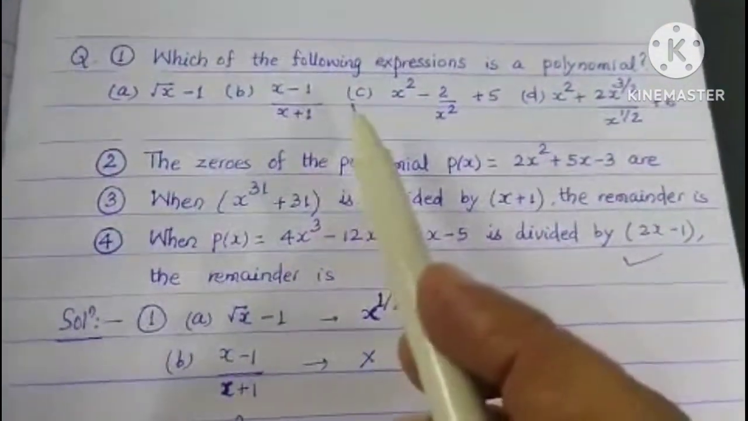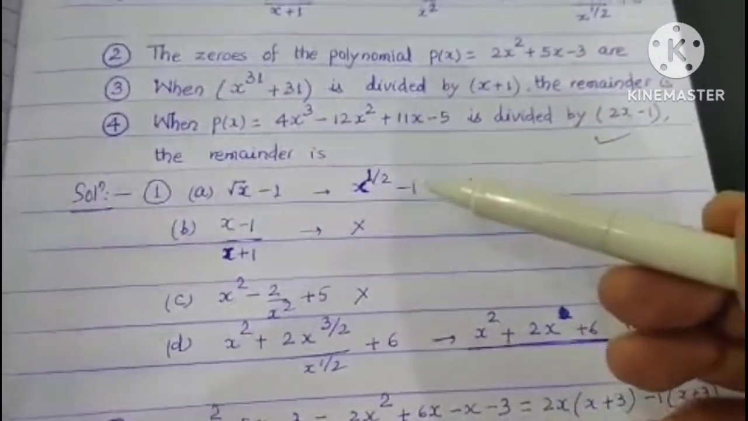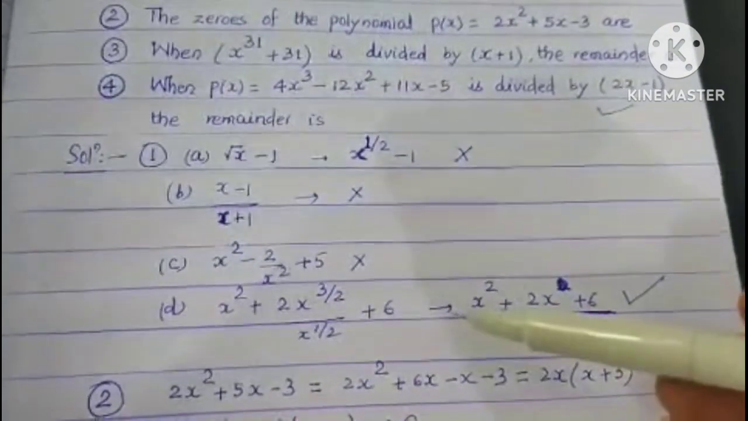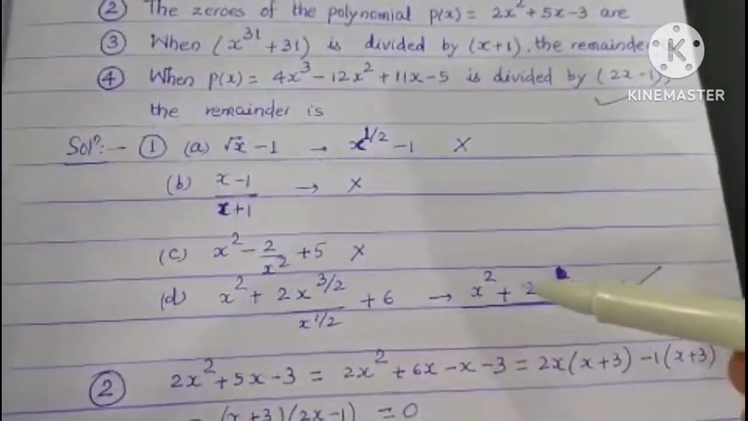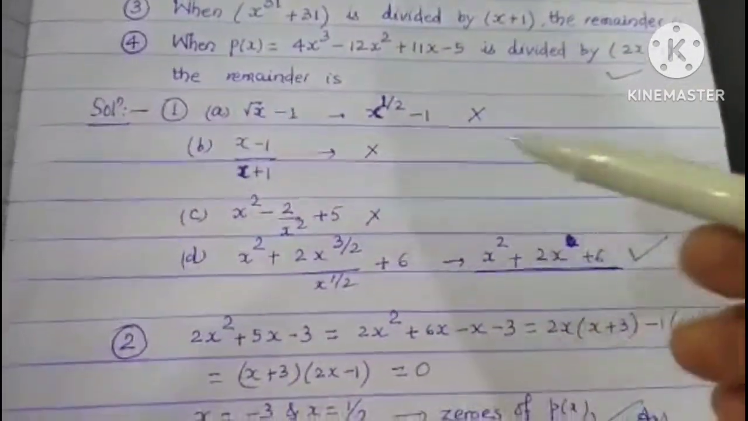So the first one was, which of the following expressions is a polynomial. With the definition of polynomial, we checked each and every one, and we found that this one is the polynomial. It is having integers in the powers, in the degrees. So this one will be the polynomial, the rest are not.